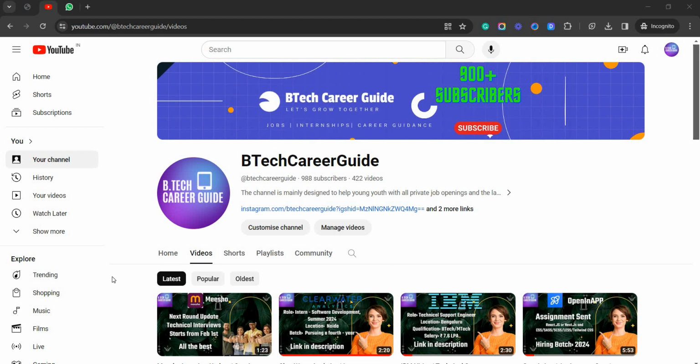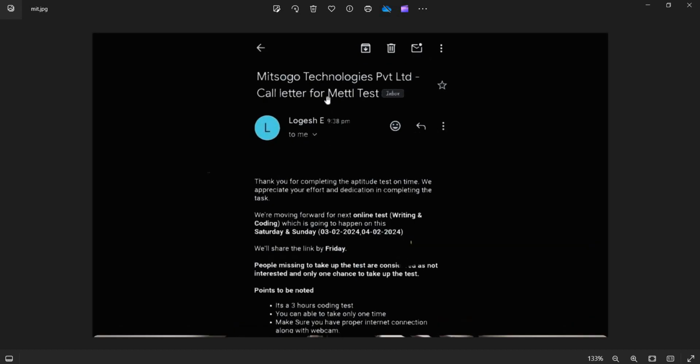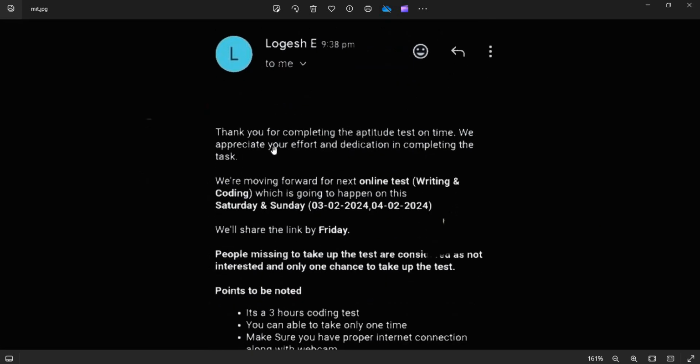Welcome to btechjobs. So it's just an update mail from Mitsogo. The candidates who have applied and written the test from Mitsogo have received the next round update. Here you go. This is the second round update from Mitsogo Technology Private Limited, which is a call letter for the Mitsogo test.